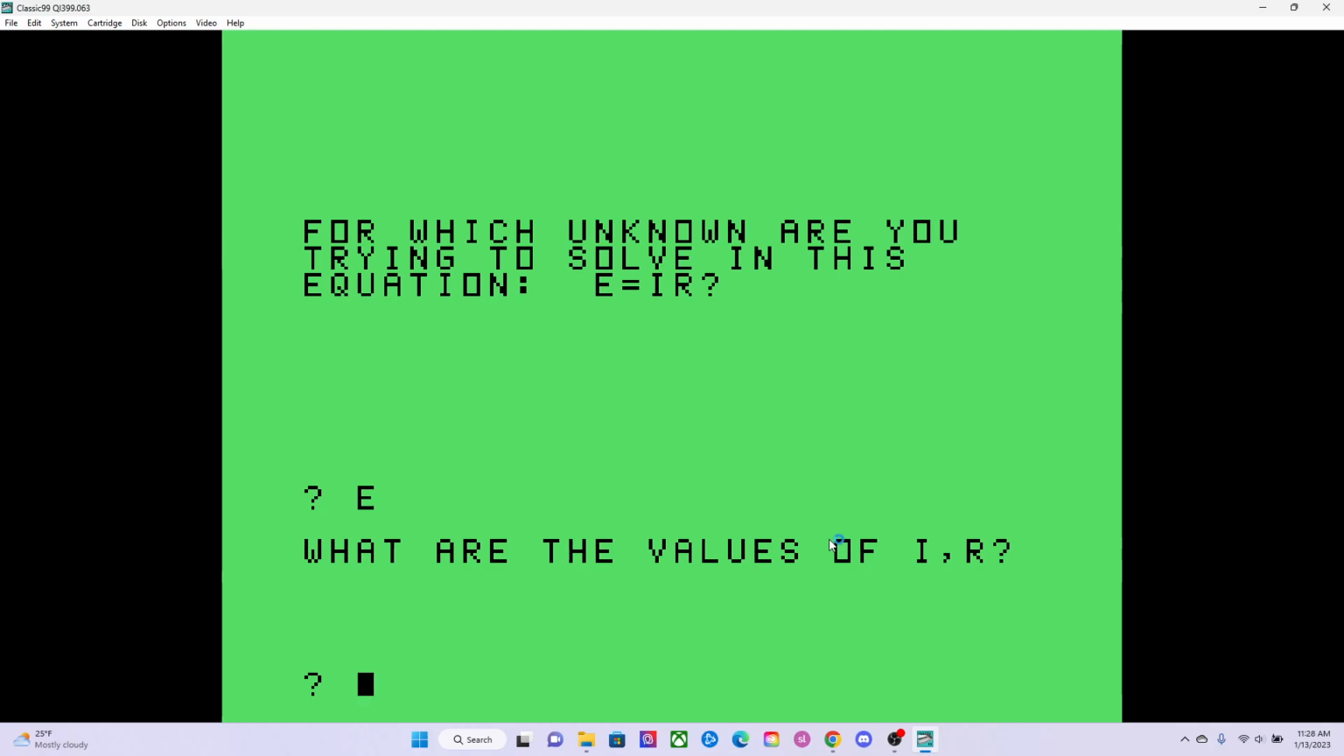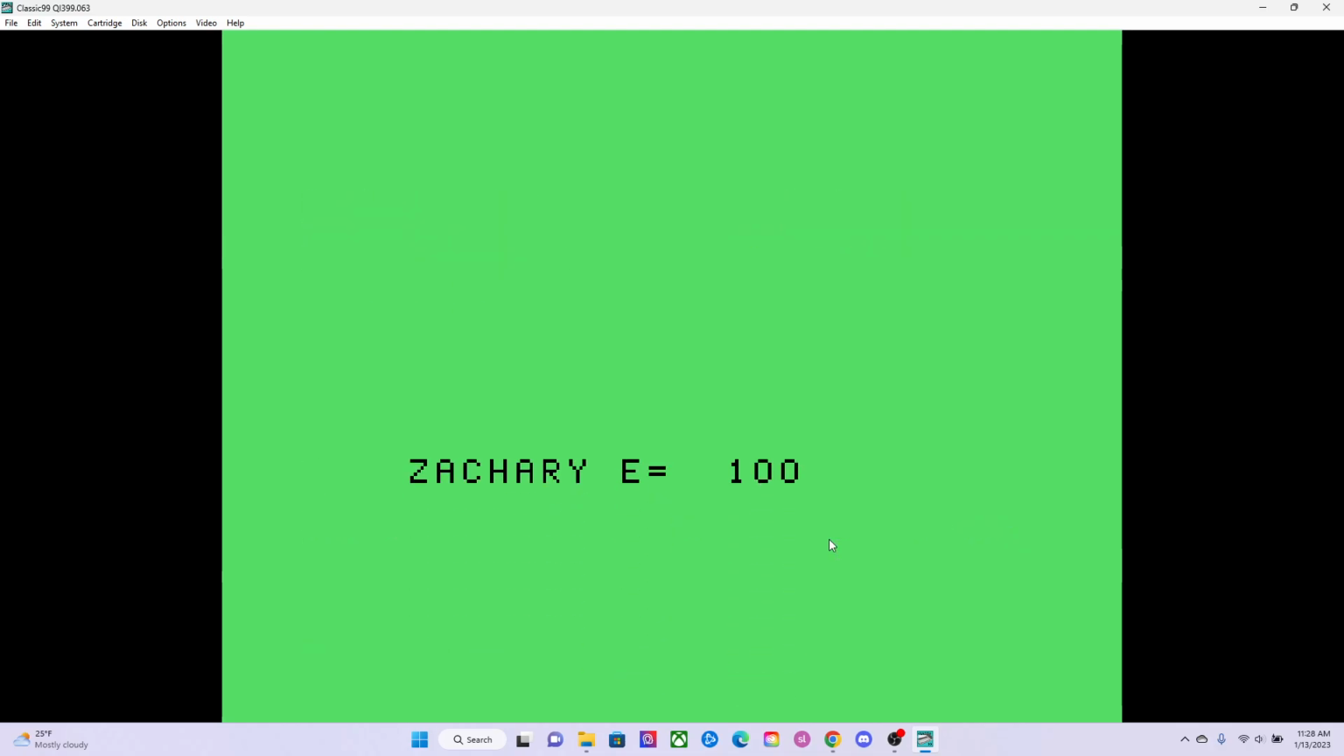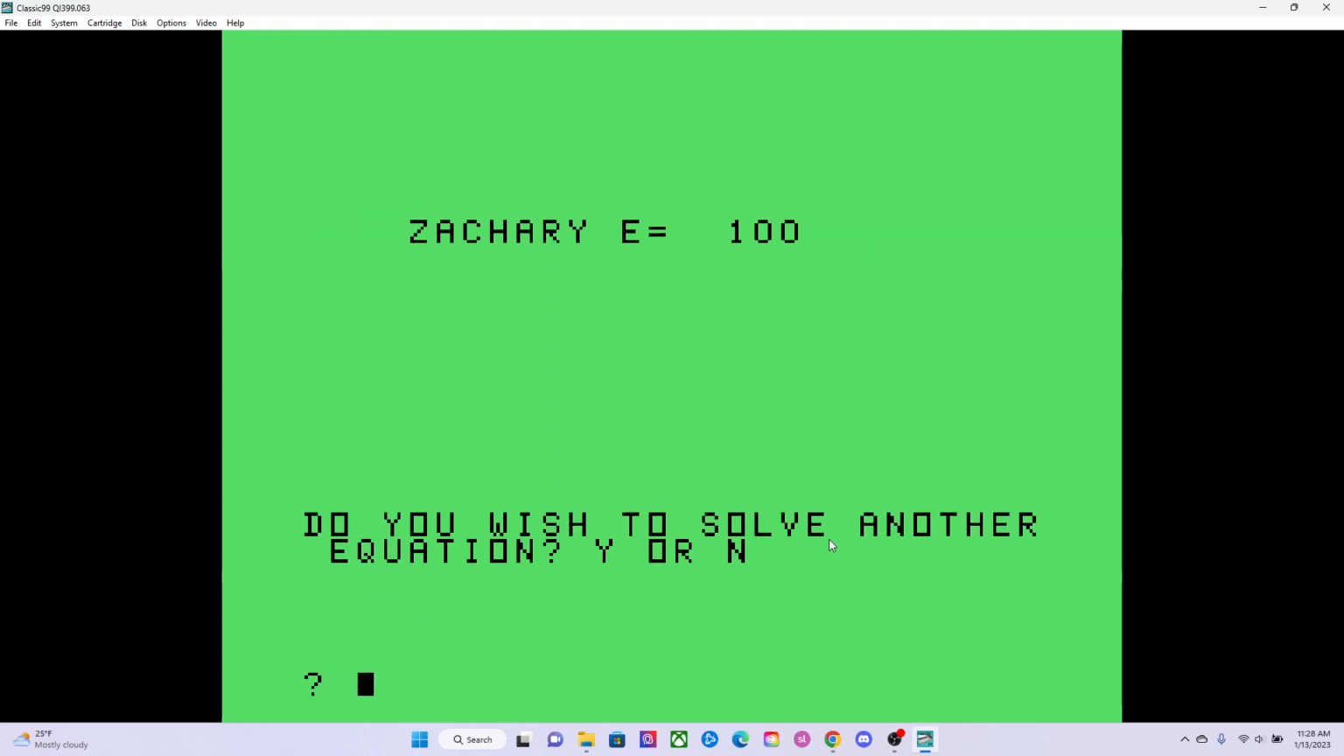So let's say we've got a current of 2 amps. And I tested this beforehand. You have to use a comma to enter more than one value here. So let's say we have 2 amps and 50 ohms of resistance. What should the voltage be? That should be 100 volts, right? 2 times 50. And sure enough, voltage equals 100.